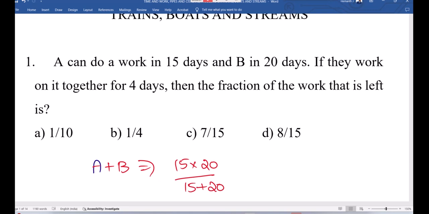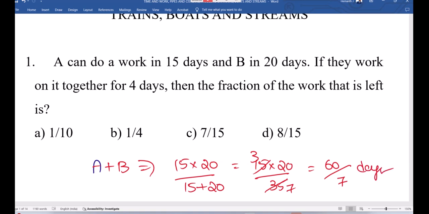Together is product divided by summation. So then it is 15 into 20 divided by 30, which gives 60 divided by 7. Now, A and B together can complete the work in 60 by 7 days. They worked for 4 days. Remaining is pending, leftover.